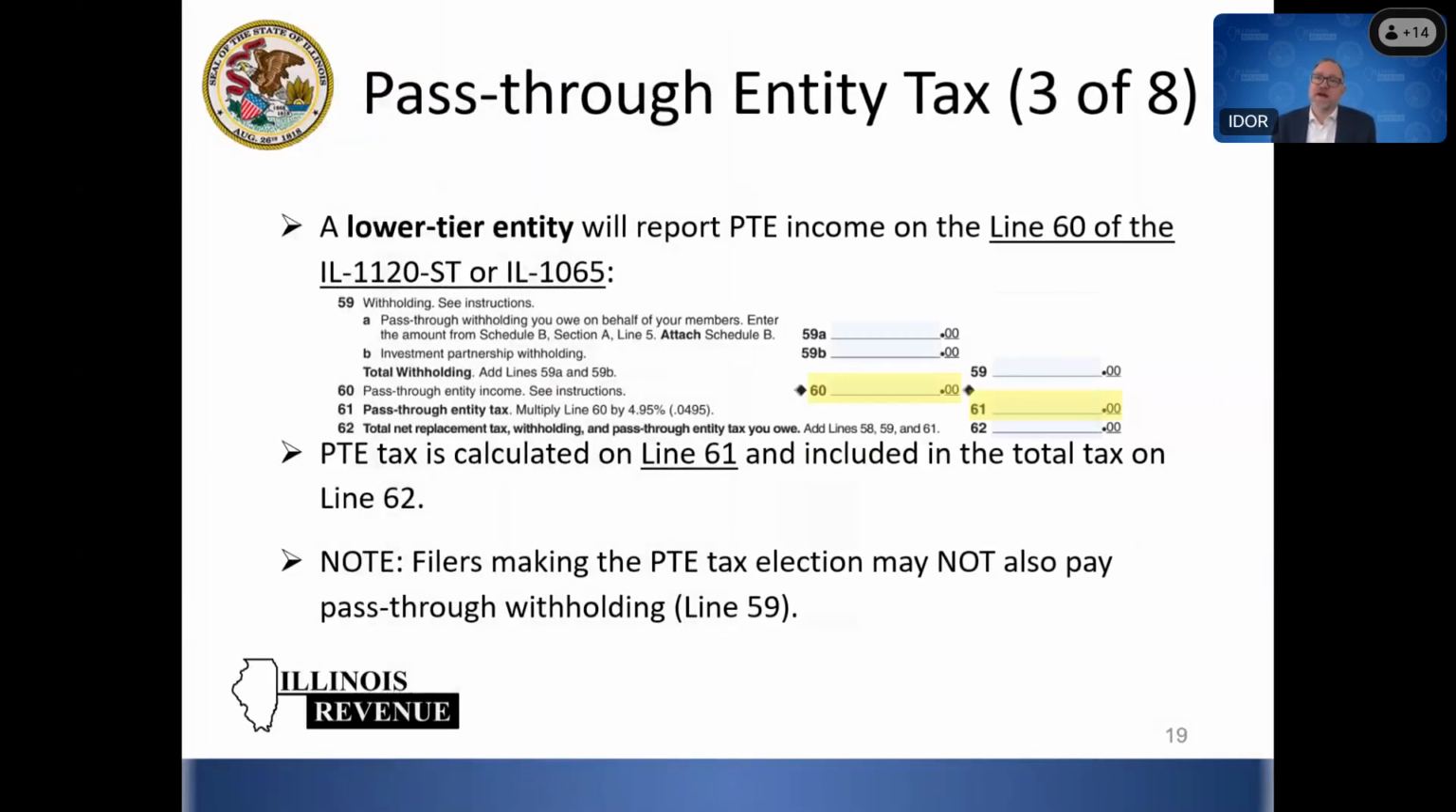Pass-through entity income is reported by the lower tier entity on both the 1065 and the 1120 ST on line 60 of the respective return. And then the PTE tax is calculated and reported on line 61. Please note that if the PTE election is made, there should be no pass-through withholding reported on line 59. You may either pay pass-through withholding on line 59 or pass-through entity tax on line 61, but not both.